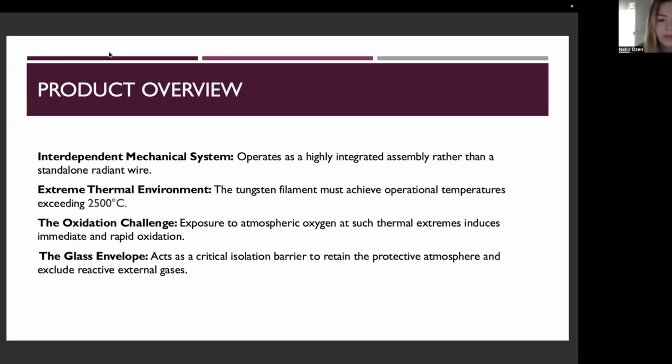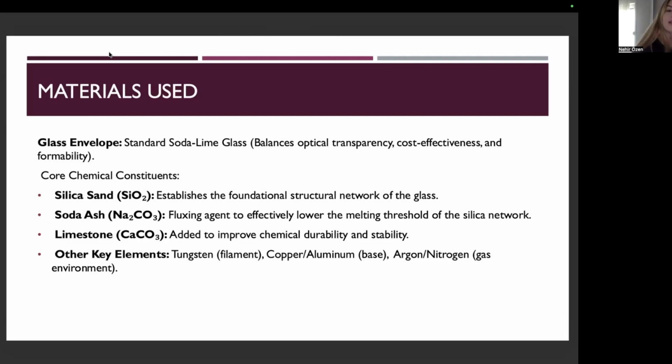Moving to the product overview, this interdependent mechanical system operates as a highly integrated assembly rather than a standalone wire. It faces an extreme thermal environment, requiring the tungsten filament to exceed 2500 degrees Celsius. This creates an oxidation challenge, as atmospheric oxygen at this extreme indicates immediate, rapid oxidation. Thus, the glass envelope acts as a critical isolation barrier, retaining the protective atmosphere and excluding reactive external gas.